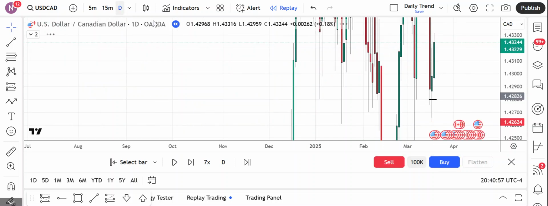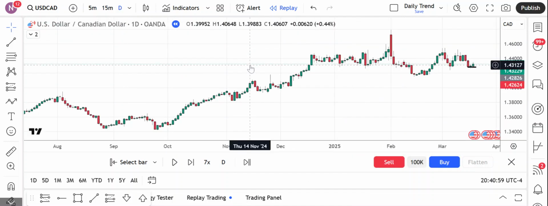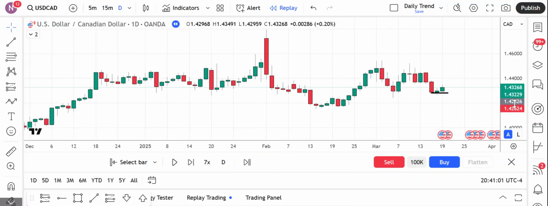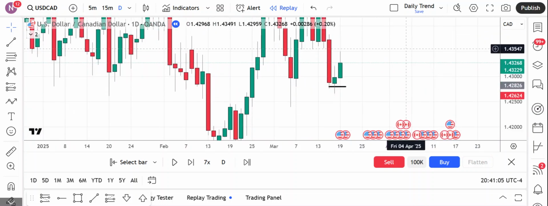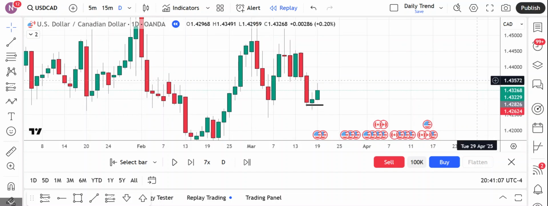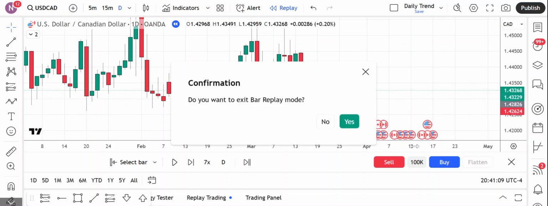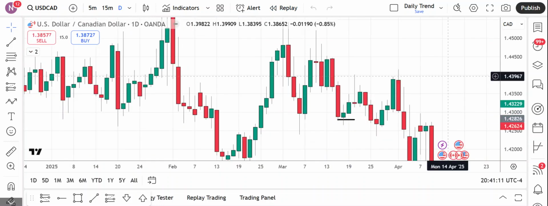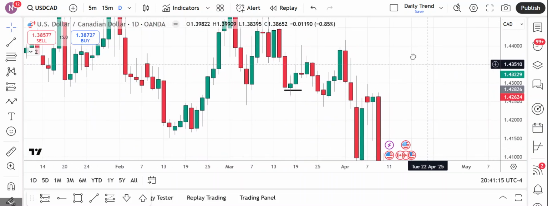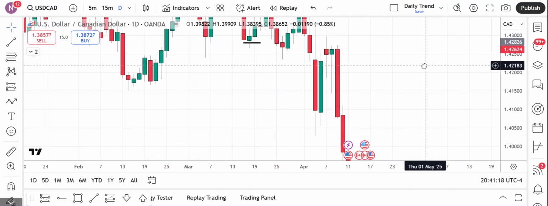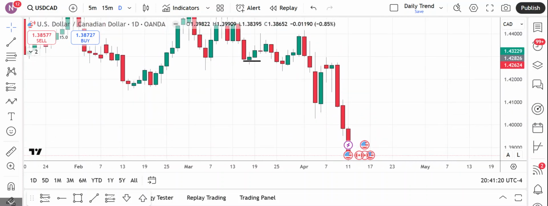Okay, so we'll get out of here and reset this. Let's find one more example before we go to another one. Here's back on the daily chart. Okay, and let me exit this. And I'll find one more example of a good range before we move on. Just in this pair. So let's see.